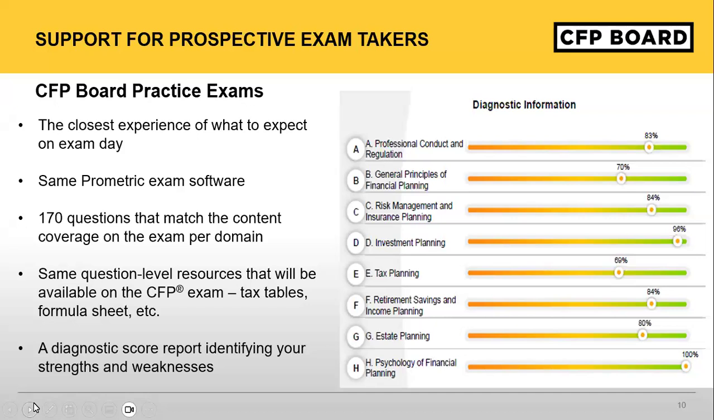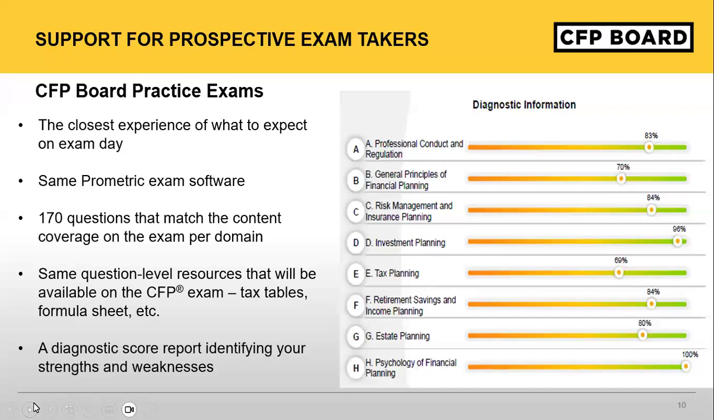You'll see here on the screen on the right-hand side the diagnostic report that you'll receive at the end of taking your practice exam, and it looks almost exactly what you'll receive on exam day. So the intent of the practice exam is really to mirror the format and content coverage of the CFP exam. It's going to provide a replica of what you will see on exam day in terms of software, on-screen resources, and timing. So it's a really great opportunity to practice on the software, but just really gain the confidence of going into the exam center.